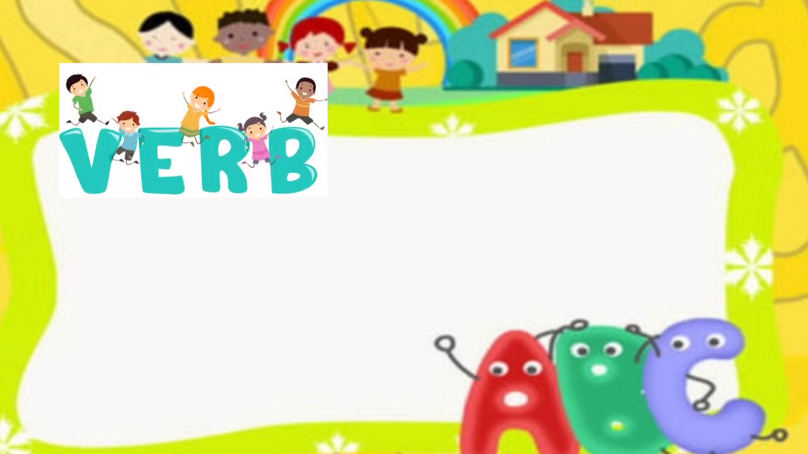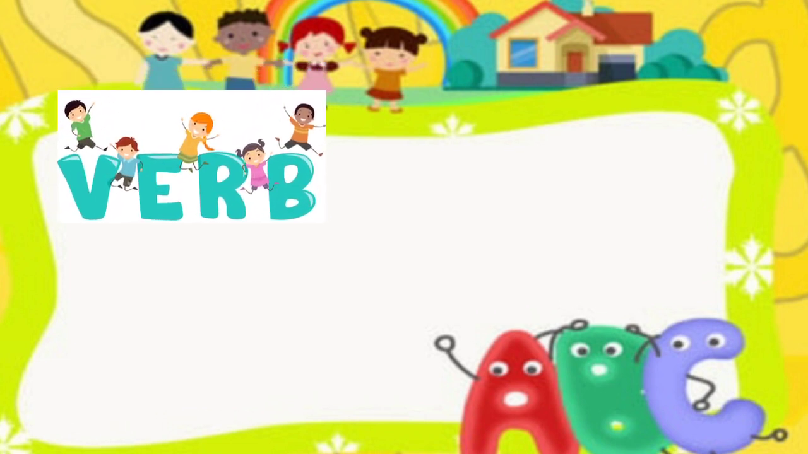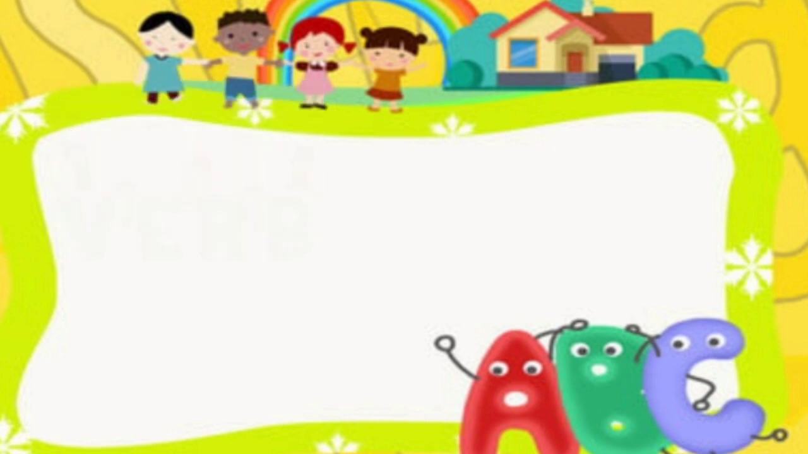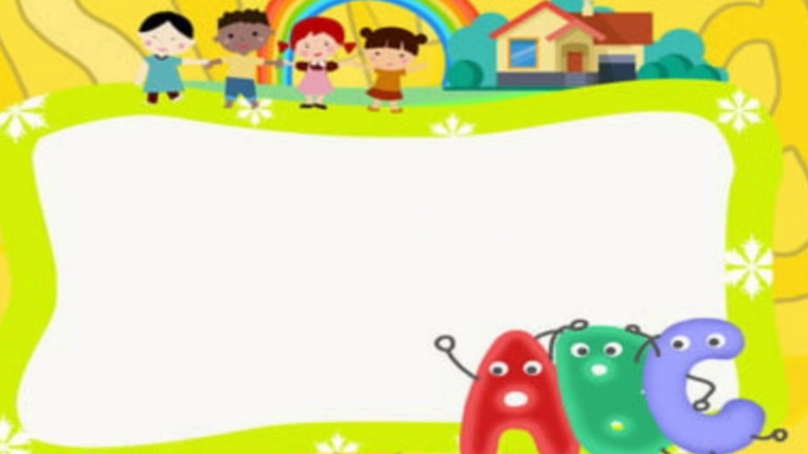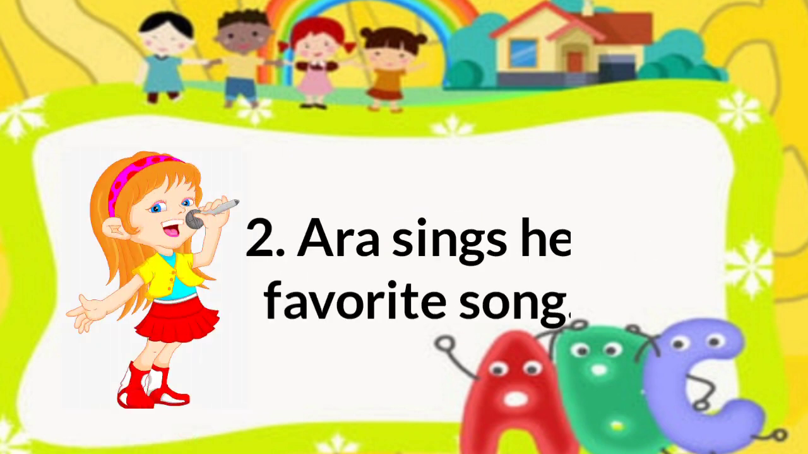And now, kids, let us use verbs in a sentence. He reads a book. Reads is a word that does an action. Reads is a verb. Ara sings her favorite song. Sings is a word that does an action. Sings is a verb.